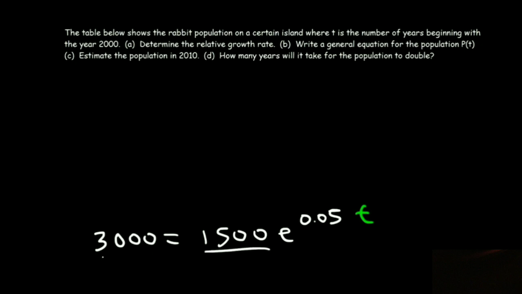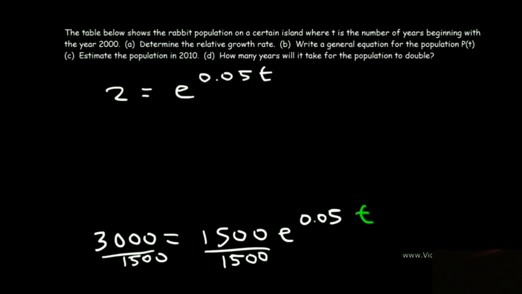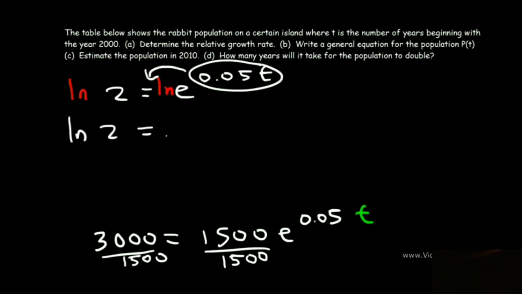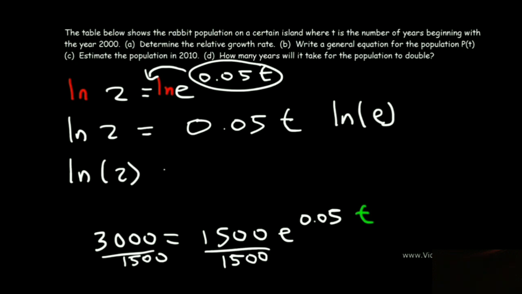So our first step is to divide both sides by 1500. 3000 divided by 1500 is simply 2. So 2 is equal to e raised to the 0.05 times t. Next, we need to take the natural log of both sides. This will allow us to take this exponent and move it to the front. So the natural log of 2 is equal to 0.05 times t multiplied by the natural log of e, and the natural log of e is 1. So ln 2 is equal to 0.05 times t.